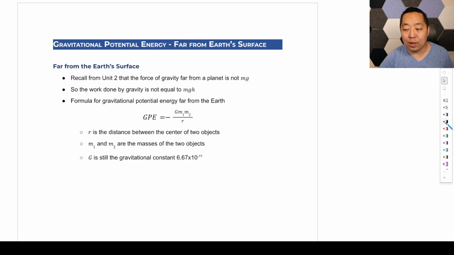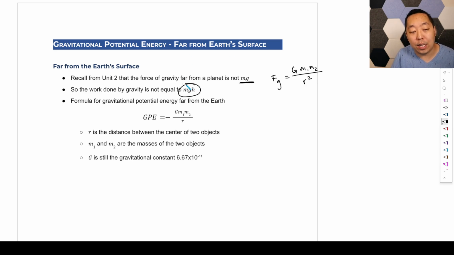All right, so remember when we did forces and gravitational forces, we said if you are far from the Earth's surface, the force of gravity is not mg. It was given by the force of gravity is G m1 m2 over r squared, right? We talked about that in the last unit. And so the work done by gravity is not mgh, right?